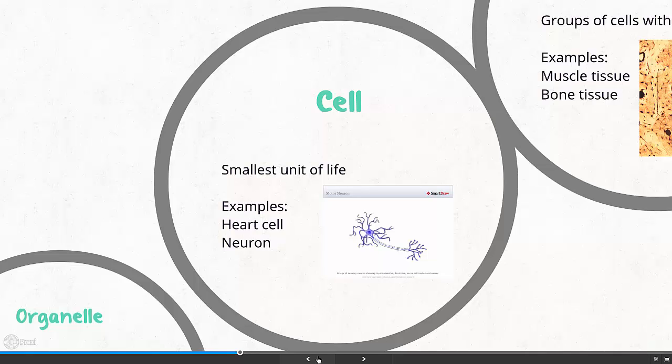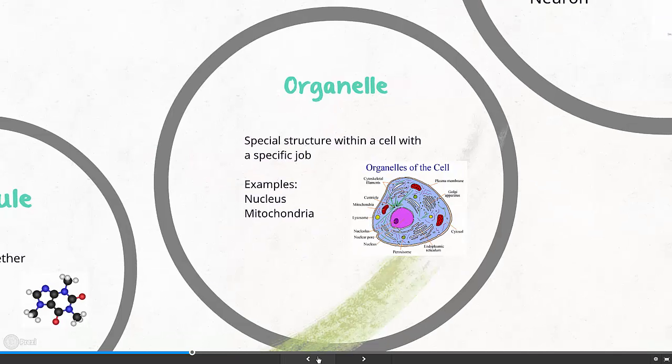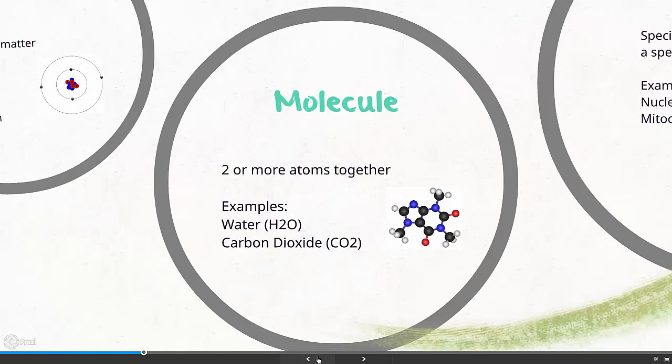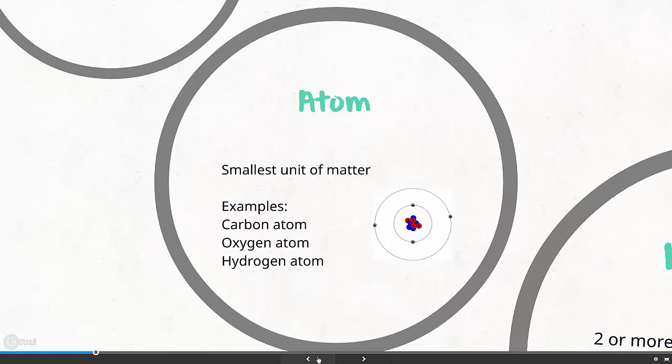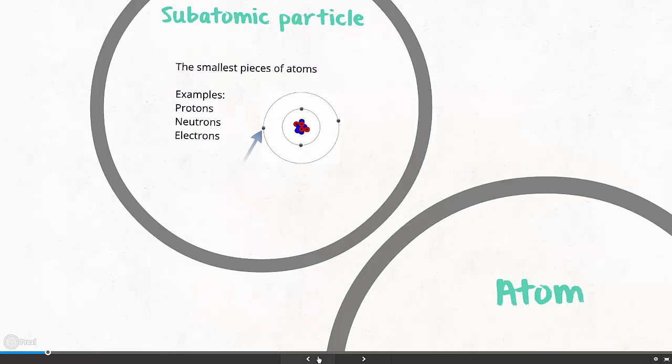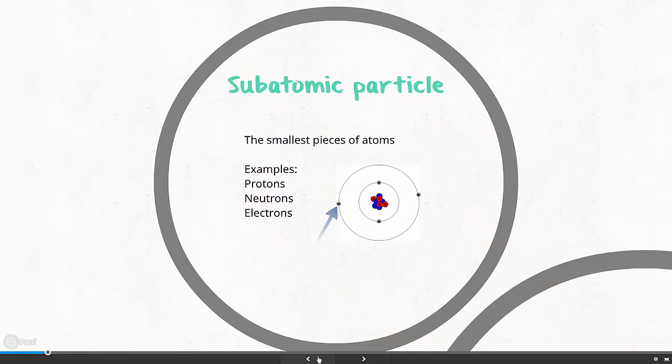Organelles are made out of molecules. Molecules are two or more atoms put together. And atoms are made out of subatomic particles. So these are all the ways that we can organize life and study life at these different levels.